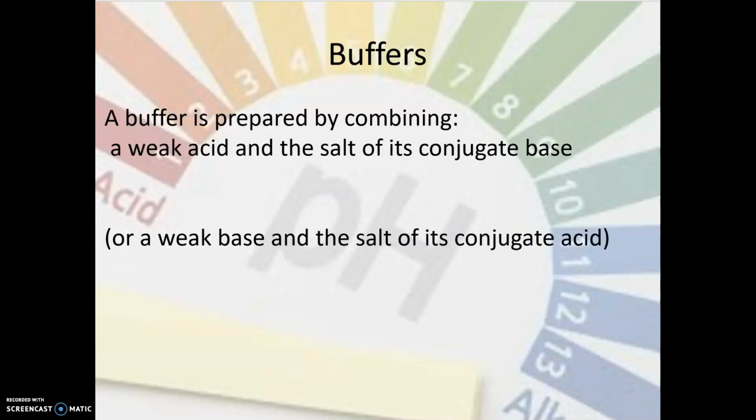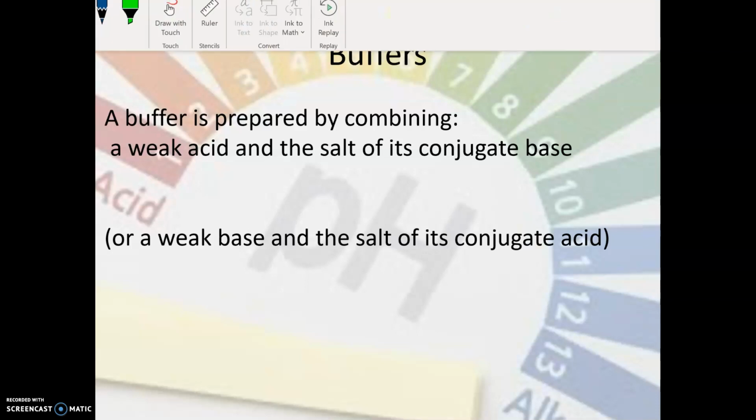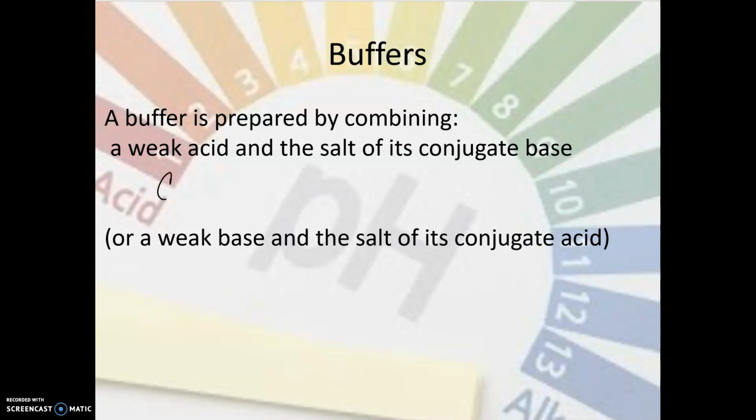All right. So what is a buffer? So to make a buffer, we need a weak acid and the salt of its conjugate base. So you need to brush up on your conjugate acid-base pairs. And when we talk about having a conjugate acid-base pair, a lot of times we can write a hydrolysis reaction of any weak acid, right? So we need a weak acid in order to have a conjugate that's also weak, so that we can create an equilibrium here.